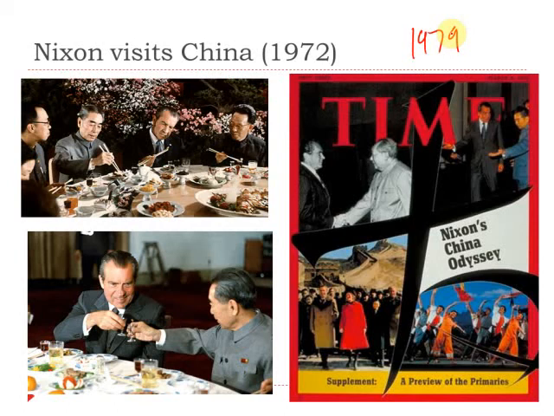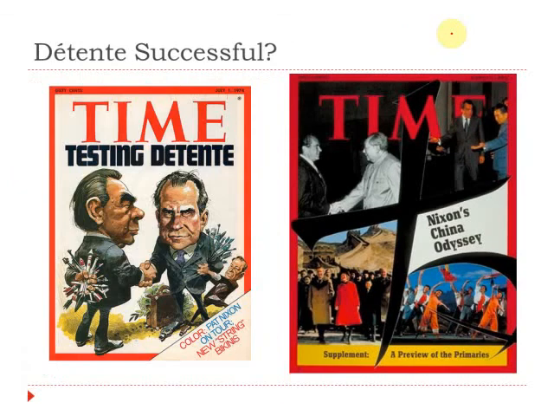Cool with everyone? Awesome. So was detente successful? Did tensions cool under Nixon? Definitely. You know, we signed SALT I and we made tensions easier with China. So was detente successful? Definitely. That was quick, right?